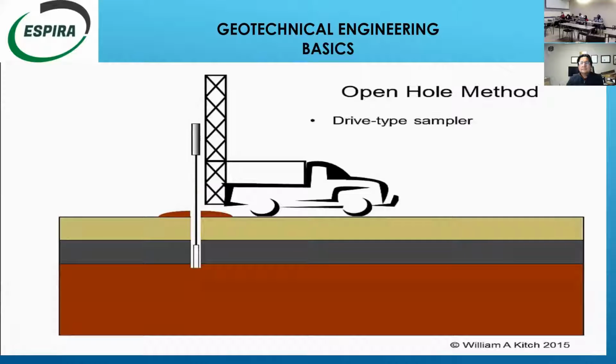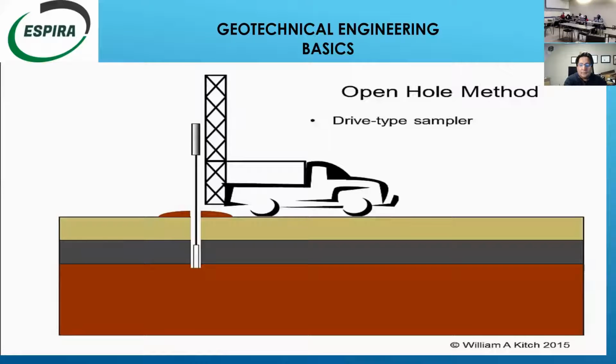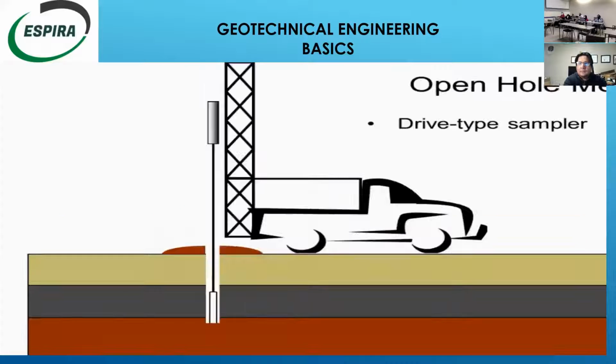When the soil is very stiff or dense, it's not possible to use a push-type sampler. In these circumstances, we use a heavy walled sampler that can be driven into the soil using a drop hammer. The process is similar to retrieving a push-type sampler, but uses different equipment and a different sampler.